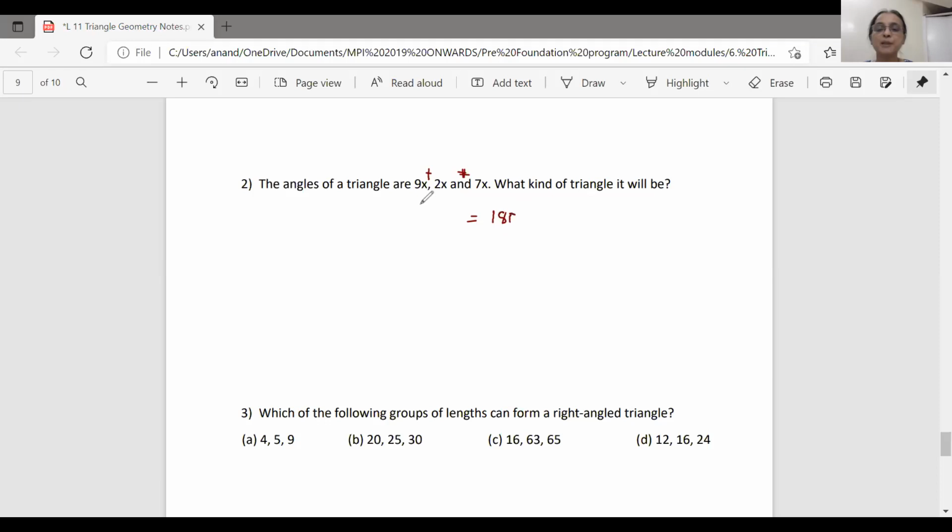Find what will be this angle, what will be this angle, and what will be this angle, and then what type of triangle is this. This also you can do very easily. Then the third also, actually you can do it yourself.